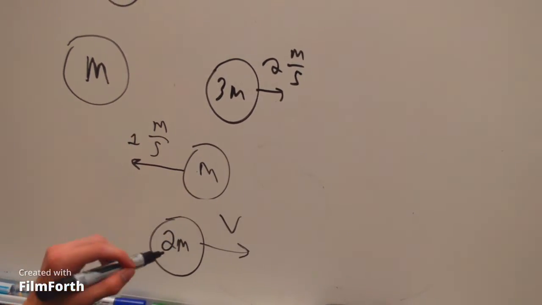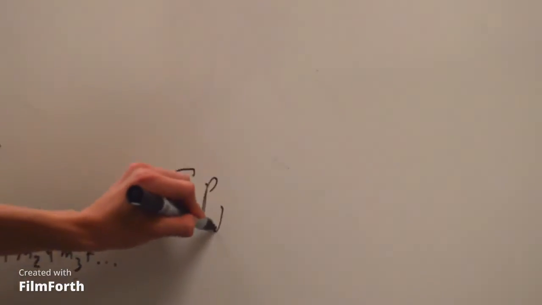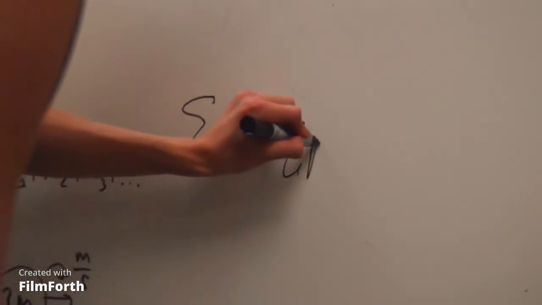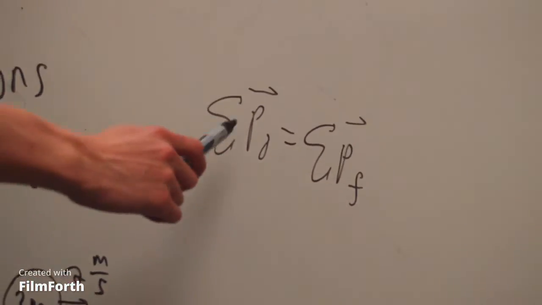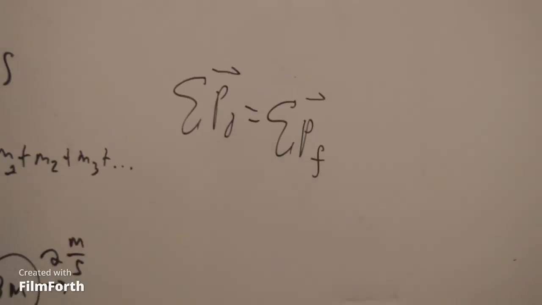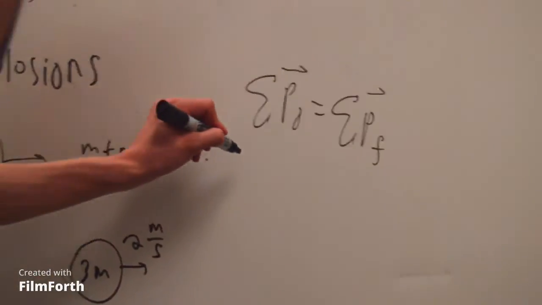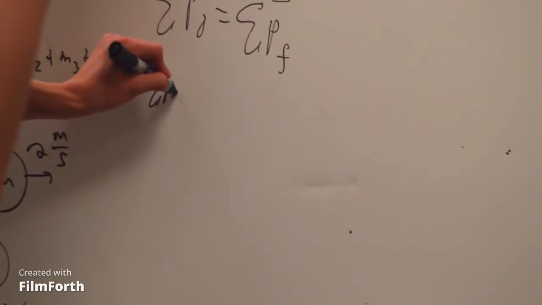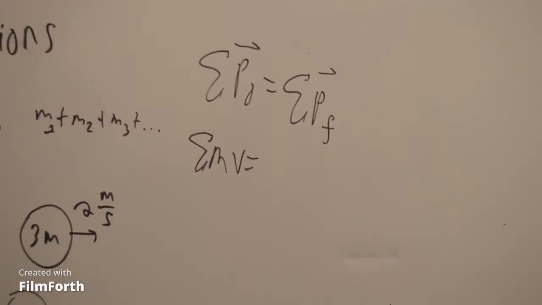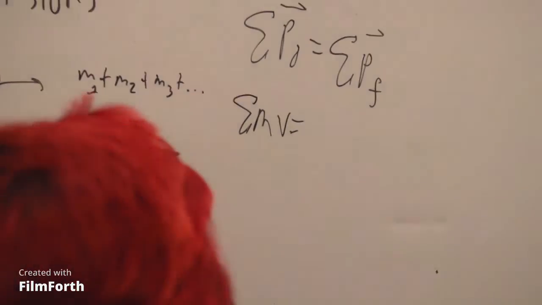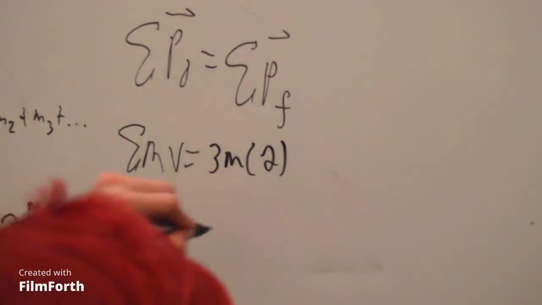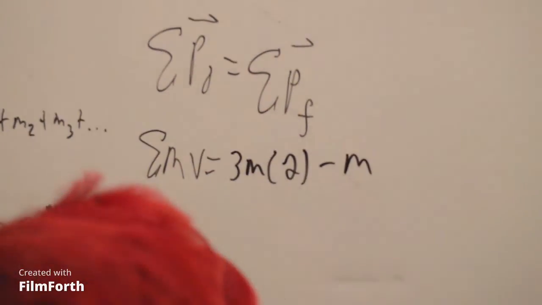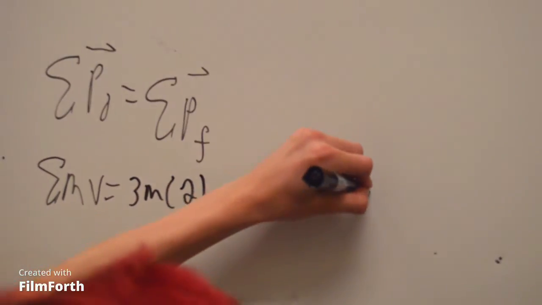So let's see. Remember conservation of momentum? The sum of the initial momentums must equal the sum of the final momentums. Apologies for my illegible handwriting, but basically sigma p initial must equal sigma p final. And let's write it out in equation form. Sigma mv equals 3m multiplied by 2, minus, because this goes in the opposite direction, minus m, plus 2mv.